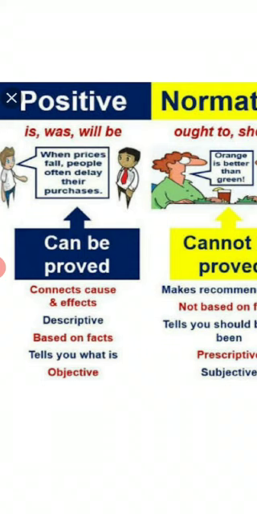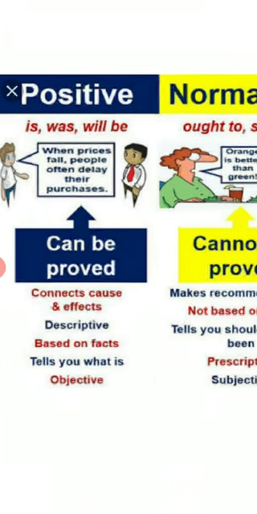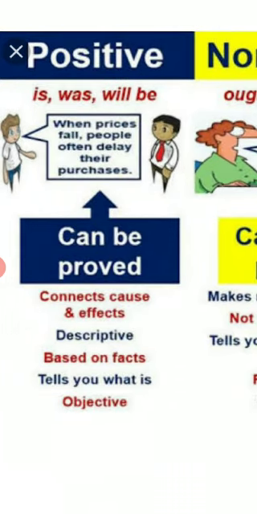So what is the cause? Increase in price. What is the effect? Decrease in demand. And this can be proved. Whatever facts are given there can be proved because we have a record of that. It is descriptive. These facts and figures can be described, and there is no value judgment.